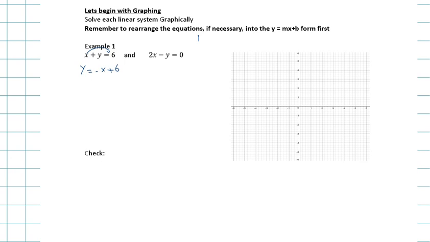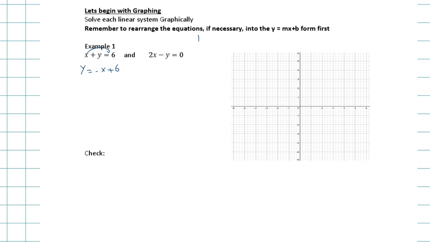What's my y-intercept? What's my slope? Negative 1. Remember the slope is a number. It's not a variable. Okay? So it's negative 1. Good. Do you guys want to graph this first? Let's graph this first.